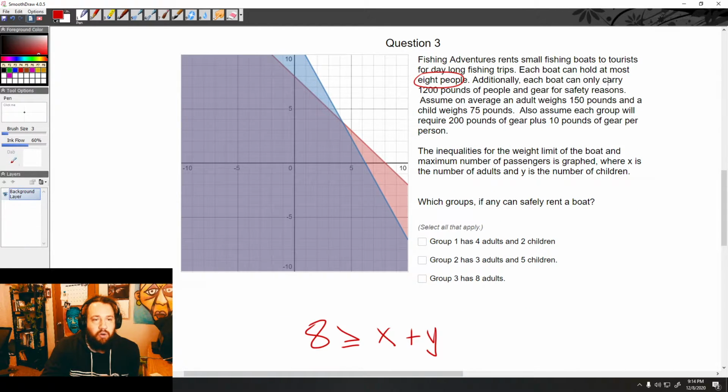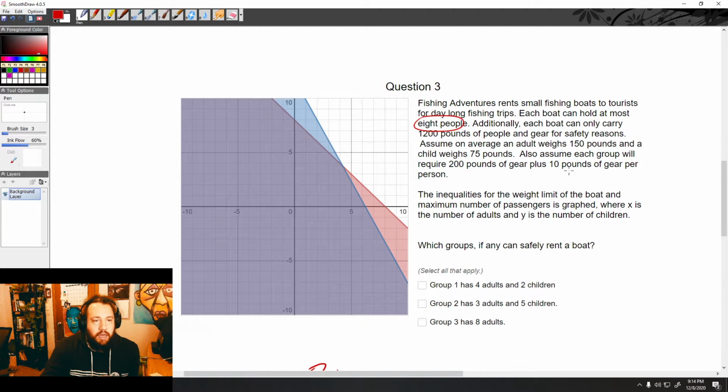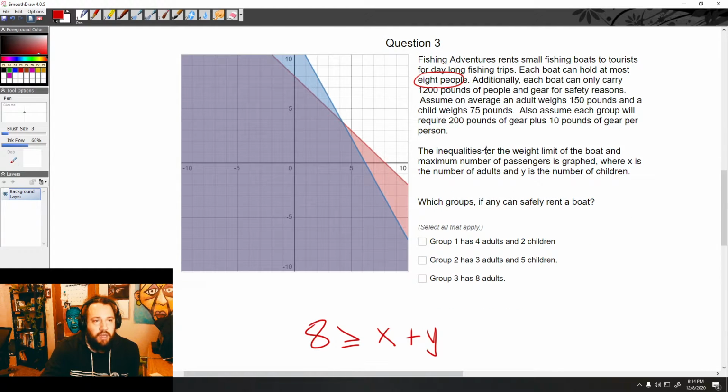Additionally, each boat can only carry 1,200 pounds. So that's another max I have. 1,200 pounds here is my maximum. Okay. And I am going to have gear and people in there. Assume on average an adult weighs 150 pounds and a child weighs 75 pounds. So I'm going to have 150x, 75y.